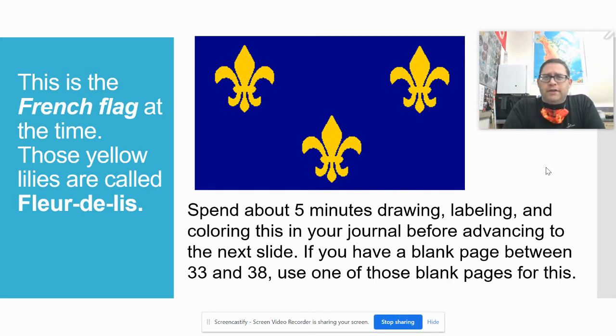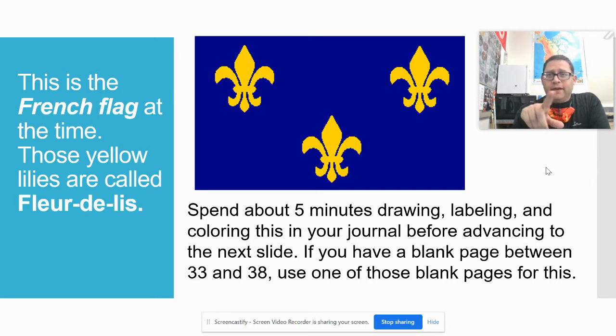What I want you to do is go ahead and pause it now, and I'm going to want you to spend about 5 minutes drawing this, labeling it French flag, and also labeling the fleur de lis. They're supposed to be lilies. To me, they kind of look like the end of spears. To me, they look like the end of spears, but I guess I shouldn't be thinking of it that way. They're flowers, aren't they pretty and not deadly at all?